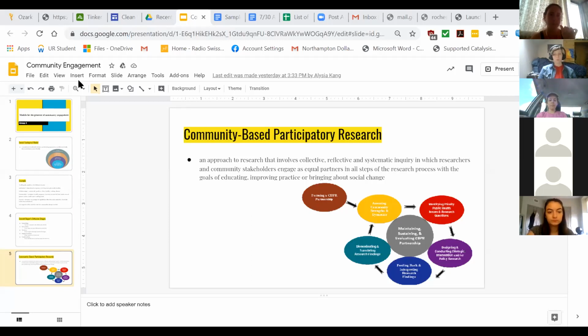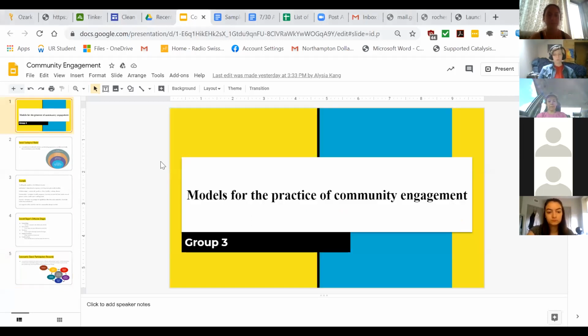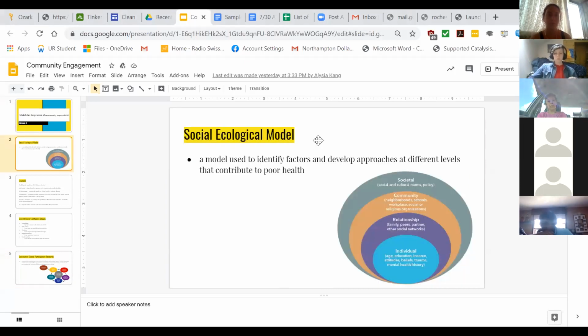Yes, all good. Okay, so our group was the models for the practice of community engagement, and I think this was pages 20 to 25 in the link you sent us. And so we first have to look at the social ecological model where we have 4 different levels.